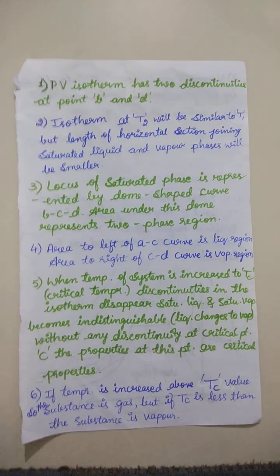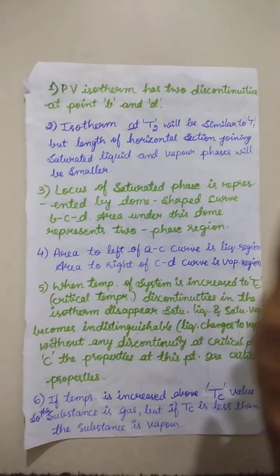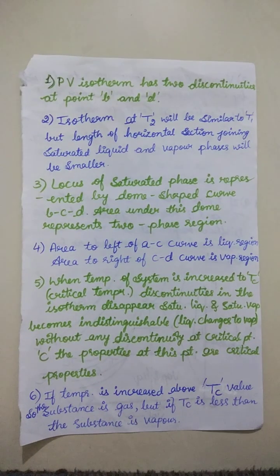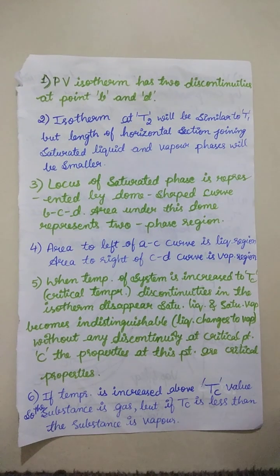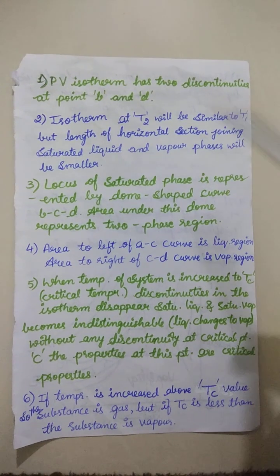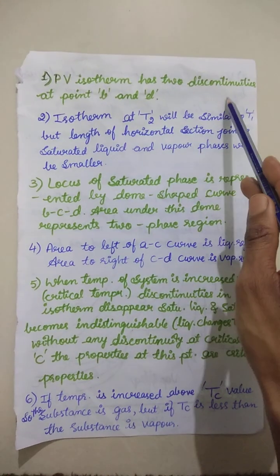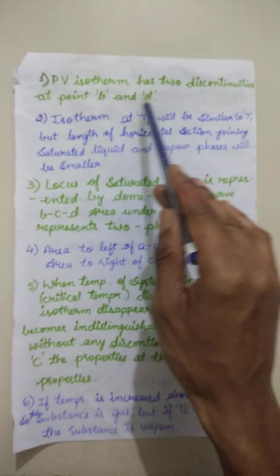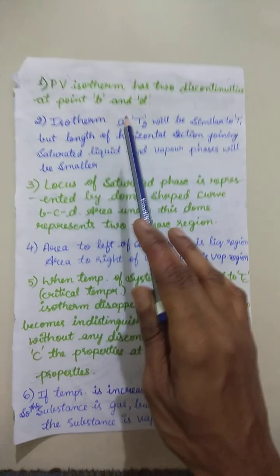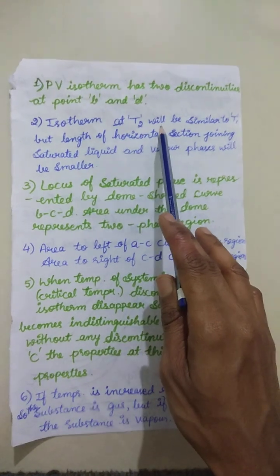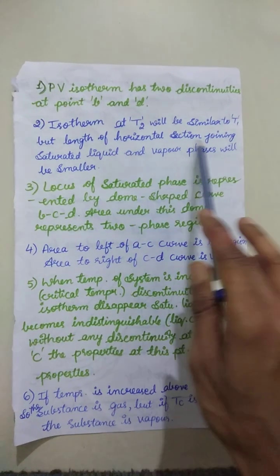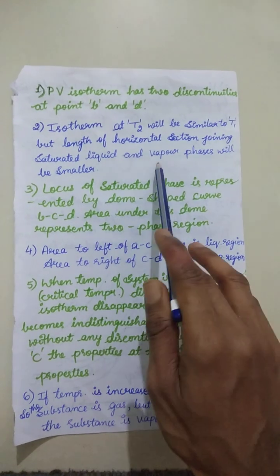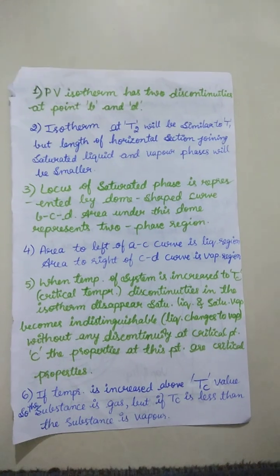So today we are discussing the PV isotherm. It is related to our previous graph itself. Today we are seeing the explanation regarding this. In the PV isotherm, there are two discontinuities at points B and D. This isotherm T2 will be similar to T1, but the length of the horizontal section joining the saturated liquid and vapor phases will be smaller.